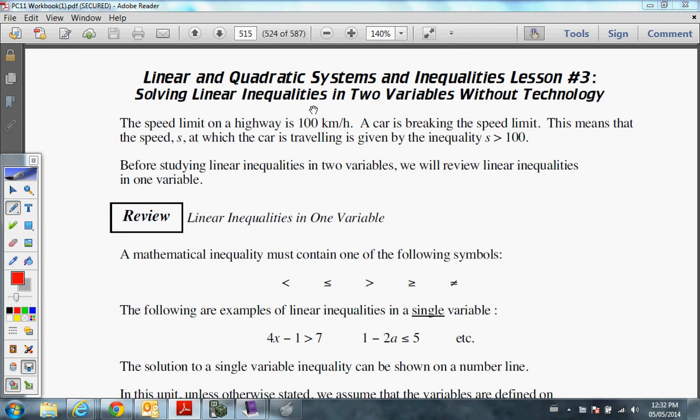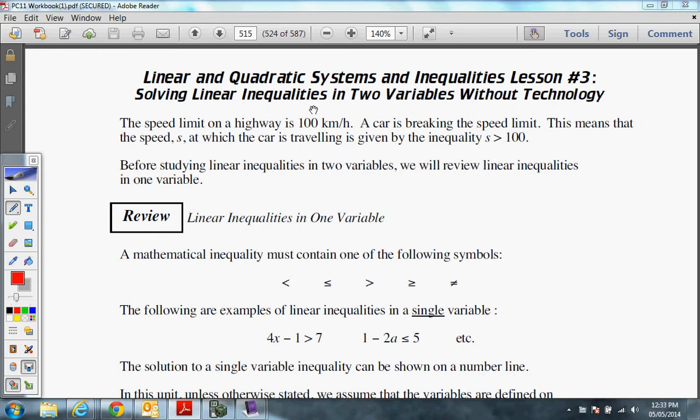Unit 4, Lesson 3. So now we're doing solving linear inequalities with two variables without technology. By two variables, now you're going to have a linear relationship. And we're going to be doing greater than or less than of linear functions. And you'll see it's not as hard as it sounds.